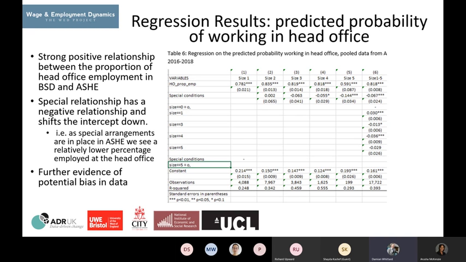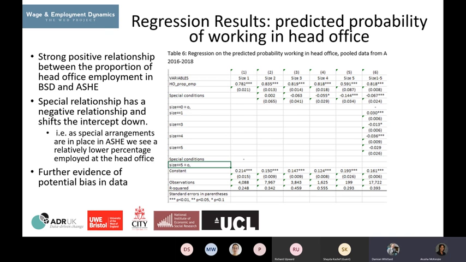So generally negative throughout, and controlling for special arrangements suggests that when special arrangements are in place in ASHE, we see a relatively lower percentage employed at the head office. So again, further evidence of this potential bias in the data.